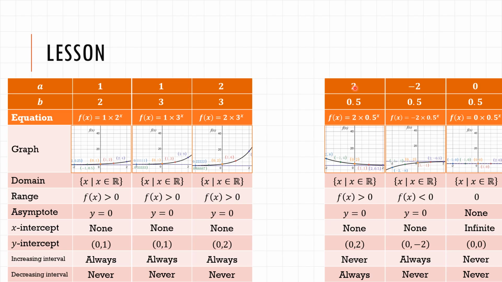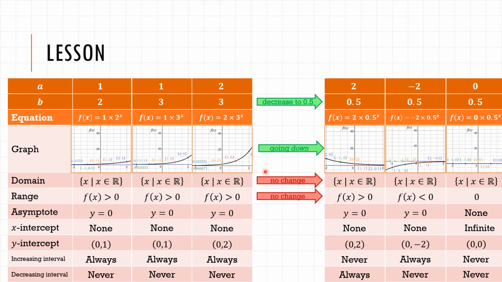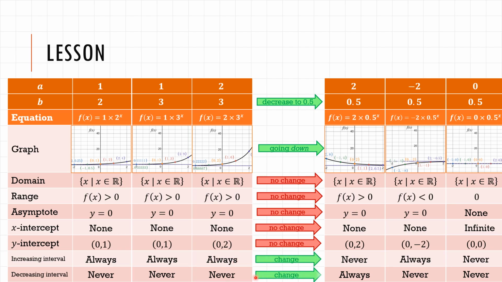From our third to our fourth graph, we decreased the growth factor to a number that's less than 1, a number like 0.5, and we saw that the graph switched from going up to going down. The domain, the range, the asymptotes, the x-intercepts, even the y-intercept did not change because we did not change the a value. But the increasing and decreasing intervals did switch, right? They changed vice versa.